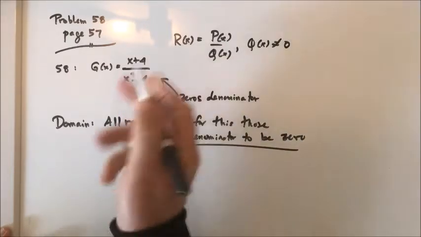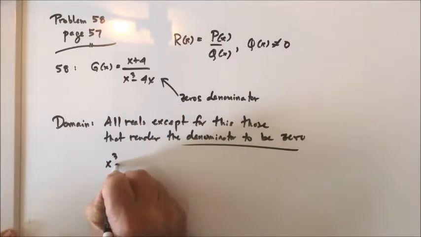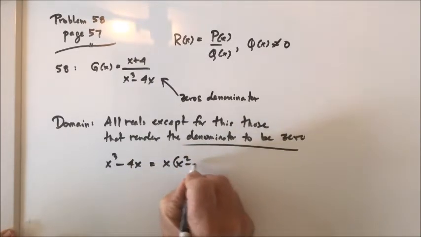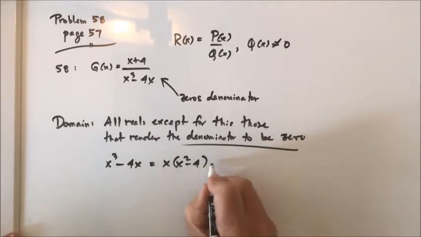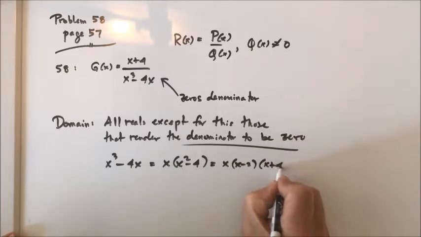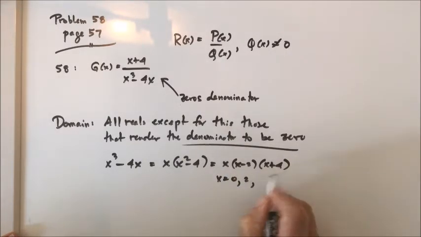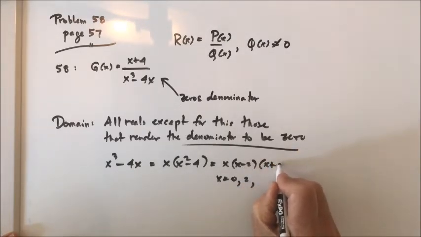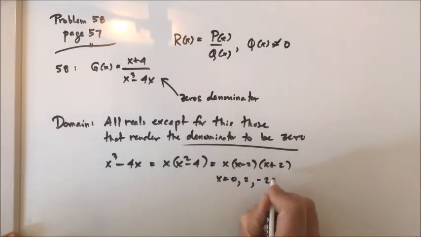All right, there's the definition. All I've got to do is find the zeros of this denominator. The denominator is x cubed minus 4x. I can factor out an x, leaving x squared minus 4. I can recognize this latter factor, x squared minus 4, as the difference of squares, x minus 2, x plus 2. I wrote this wrong earlier. So the zeros are x equals 0, x equals 2, and x equals minus 2.